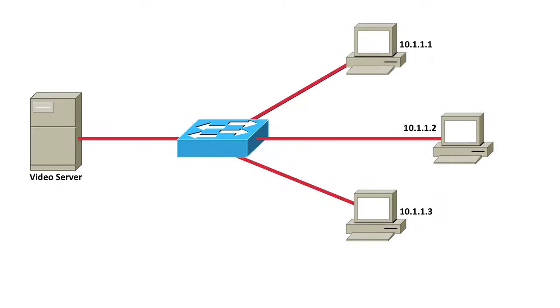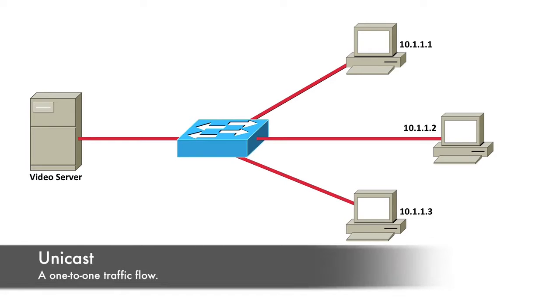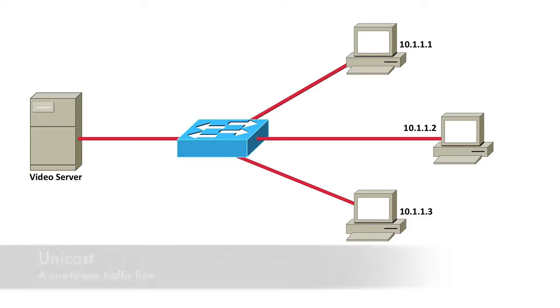Unicast might be the simplest type of traffic flow to understand. It's a flow, it's a conversation between just two parties. I'm sending from one source to one destination. For example, in this case, we've got a video server, and let's pretend that we have three hosts on the network at IP addresses of 10.1.1.1, 10.1.1.2, and 10.1.1.3, and let's pretend that the first two, 10.1.1.1 and 10.1.1.2, do want to receive video from this video server.